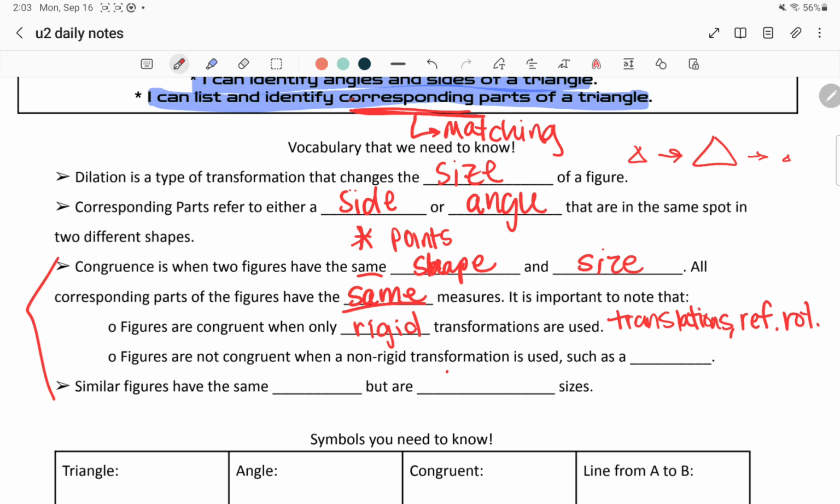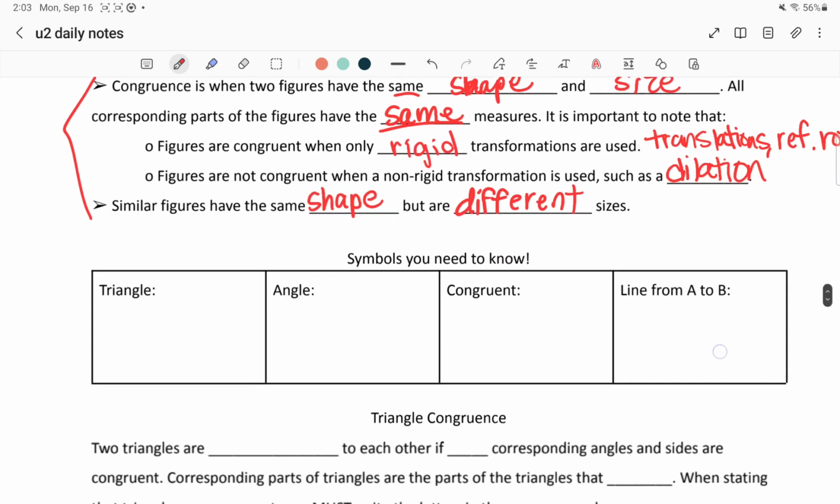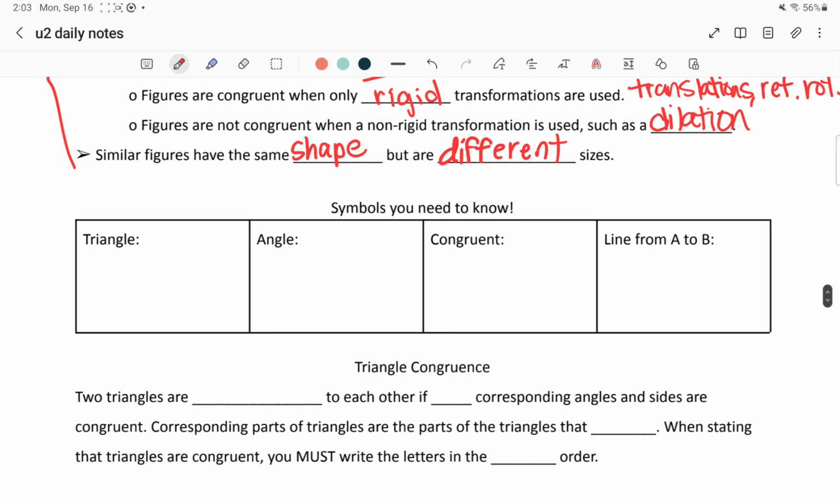Figures that are not congruent use non-rigid transformations. That is our new one today, dilation. Similar figures have the same shape. They can both be triangles, can both be rectangles, can both be stars, but they are different sizes. So dilations create similar figures. Translations, reflections, rotations, they create congruent figures. So that's a little bit about dilations and that kind of stuff.